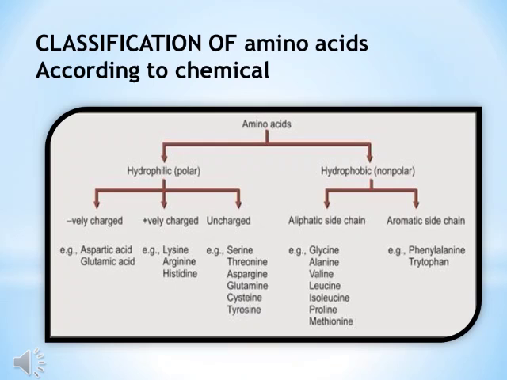Polar side chains are polar uncharged, basic, and acidic. The polar uncharged side chain amino acids are asparagine, glutamine, serine, tyrosine, cysteine. The basic polar side chain amino acids are lysine, histidine, arginine. The acidic polar side chain amino acids are aspartic acid and glutamic acid.